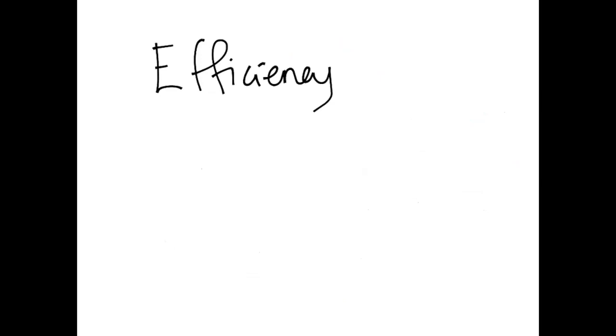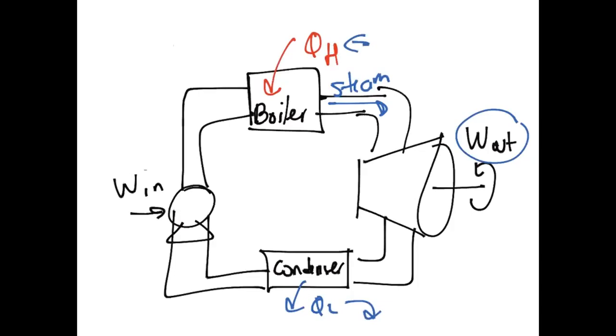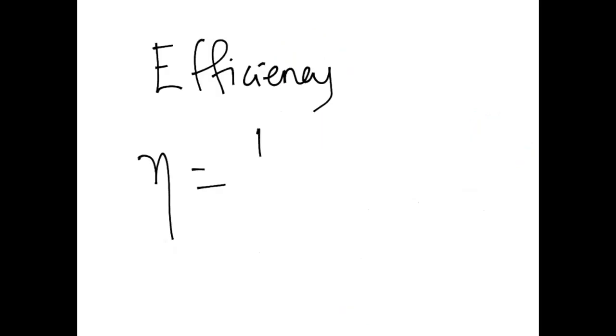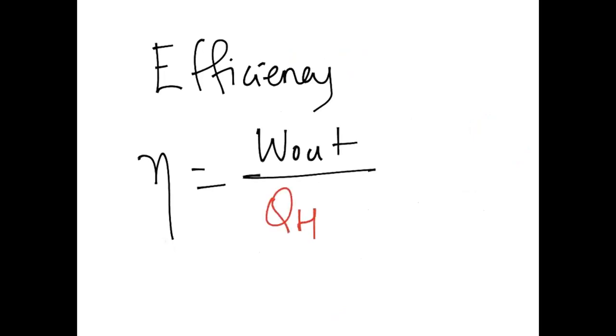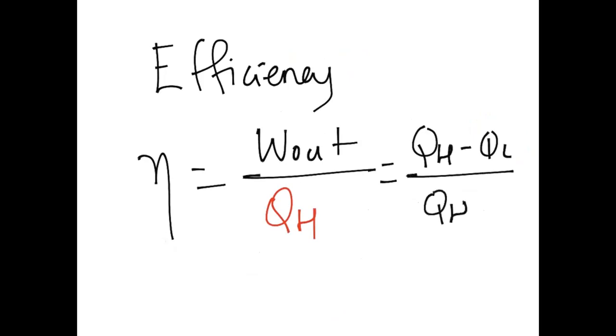We then define what we call the efficiency. The efficiency is equal to the output over the input: what we want over what we have to input to the system. What we want here is work, useful work. What do we have to input? High temperature heat. An energy balance tells us that the work is the higher temperature heat minus the lower temperature heat, over the higher temperature heat.